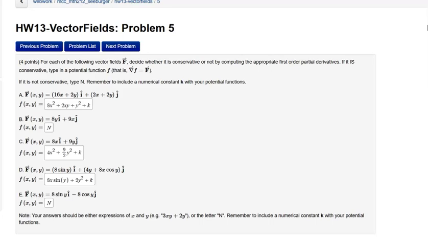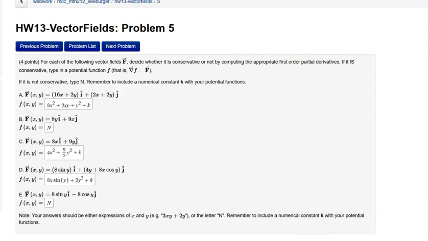In this problem, it's asking us to see if the following vector fields given to us are conservative or not. And if it is conservative, we must type in the potential function. So, first part of the problem is F of x, y equals (16x plus 2y)i plus (2x plus 2y)j. So first we have to see if this problem is conservative.